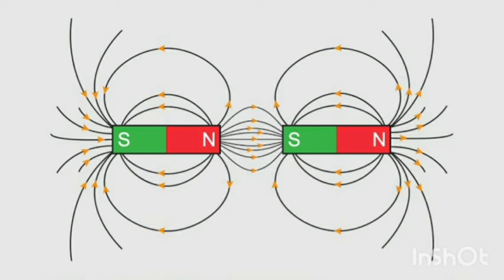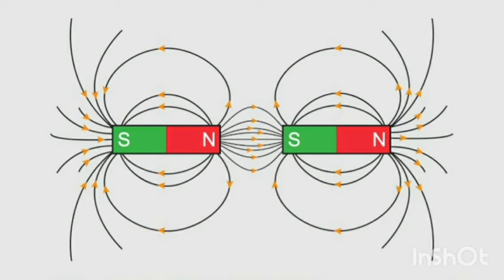And the second property of the magnetic field lines is, no two magnetic field lines can ever intersect one another at any point. We can see that the magnetic field lines are crossing or passing through, but they do not intersect each other. They are separated lines. Clear?